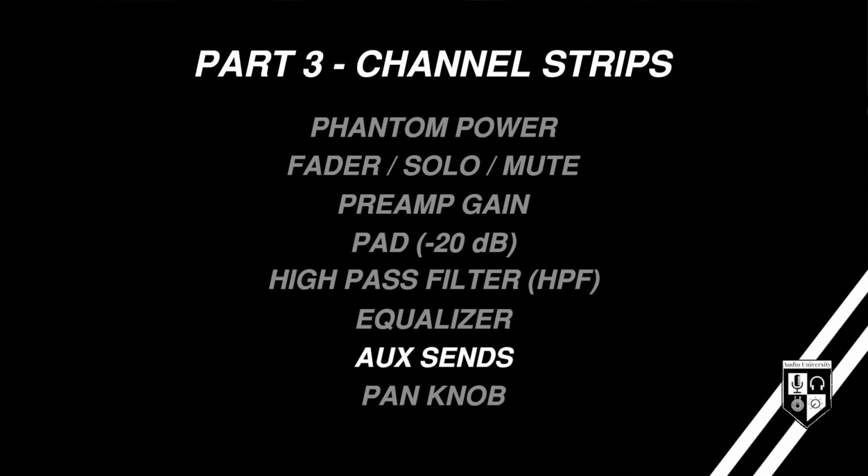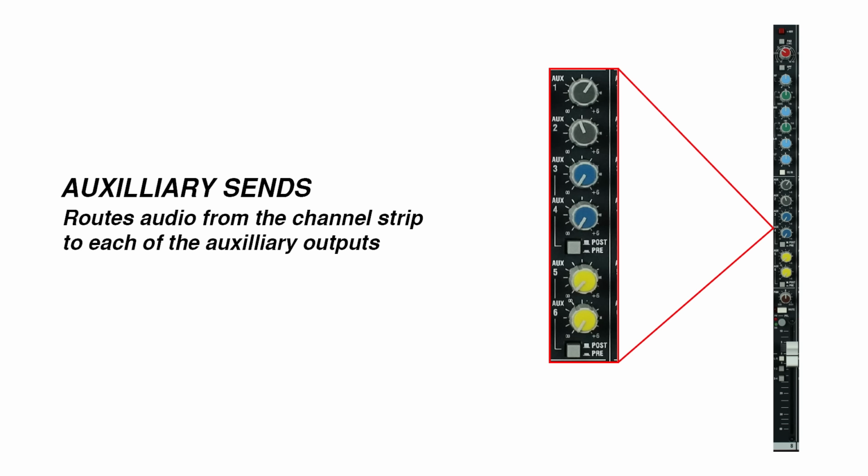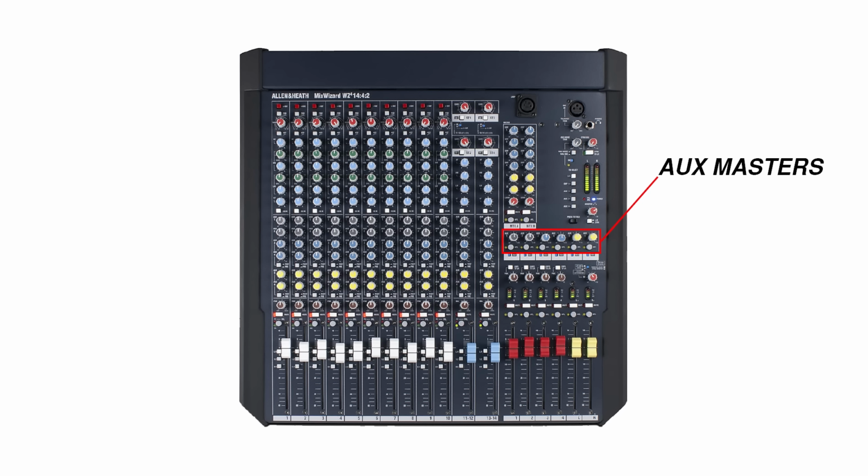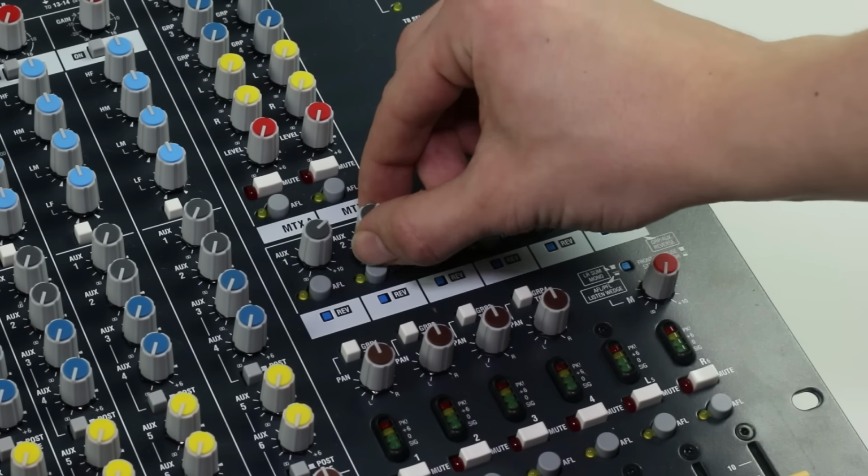In the first section of this video, I set up auxiliary outputs 1 and 2 to feed powered speakers on stage for the musicians to hear themselves. By using the Aux Sends on each input, I can determine how much of each source is routed to those on-stage monitors. Let's first double check that the aux master knobs are set to unity.